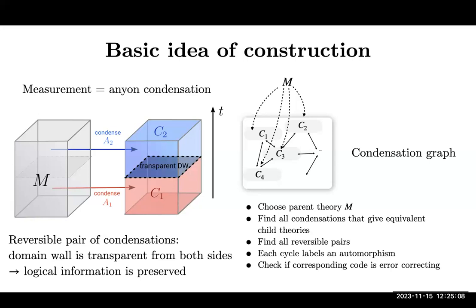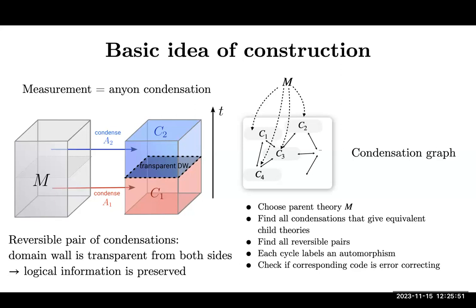And let's say we do two different condensations. Condensation A that proliferates anyons of type A1, and A2. And let's say you get some effective model, some child, and let's say the two children are the same TQFT. But it is possible that you have a domain wall which is transparent from both sides, meaning any excitation or anyon here I can push through in time to become a possibly different anyon, an automorphism, on the other side. And in terms of quantum information, it means that any logical information, because it's encoded in terms of the statistics of anyons, is preserved throughout this dynamic.